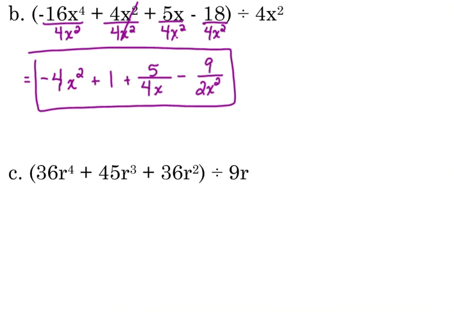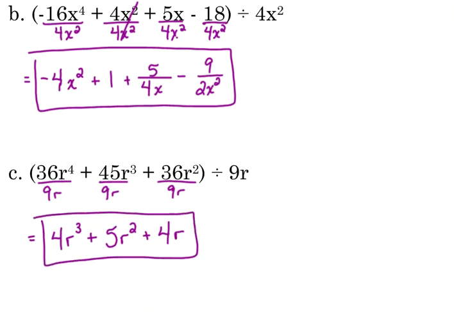Okay, one more here. We're dividing by 9r. So we're dividing each and every term by 9r. 36 divided by 9 is 4. R to the 4th divided by r is r cubed. 45 divided by 9 is 5. R cubed divided by r is r squared. And 36 divided by 9 is 4. R squared divided by r is r. This time we didn't have any fractions. We had fractions in 2 of our other answers there, but this one, everything divided evenly, so no fractions.